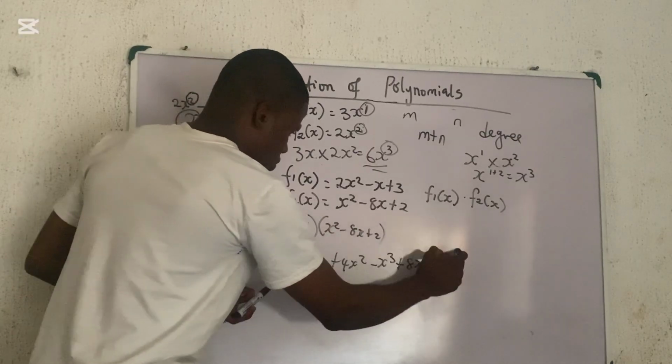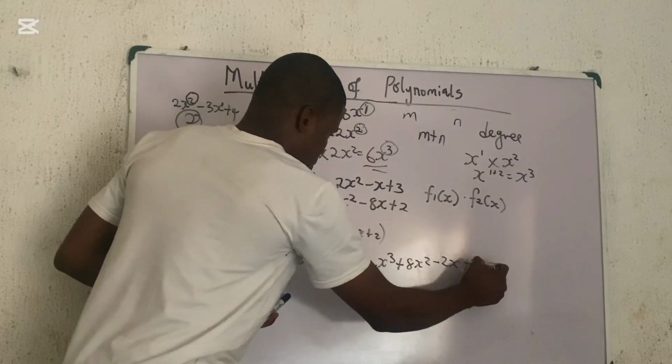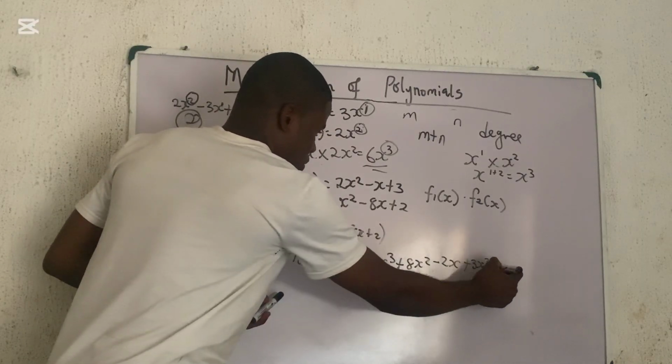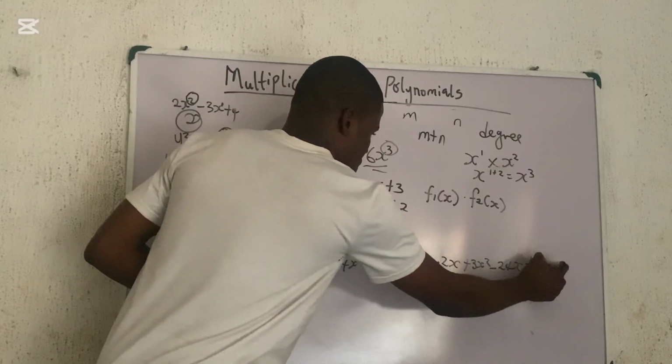Minus x times plus 2 will be minus 2x. Plus 3 times x squared will be plus 3x squared. Plus 3 times minus 8x will be minus 24x. Then plus 3 times plus 2 will be plus what? 6.